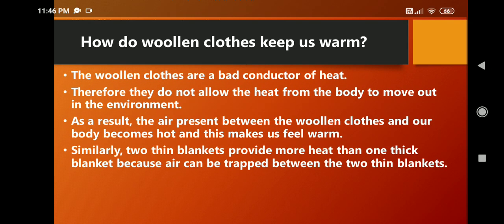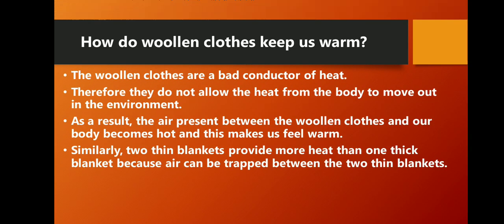Got it? How do woolen clothes keep us warm? See, what is the reason behind it? Woolen clothes are a bad conductor of heat. Therefore, they do not allow the heat from the body to move out into the environment. As a result, the air between the woolen clothes and our body becomes hot, and this makes us feel warm. Similarly, two thin blankets provide more heat than one thick blanket because air can be trapped between the two thin blankets, right?